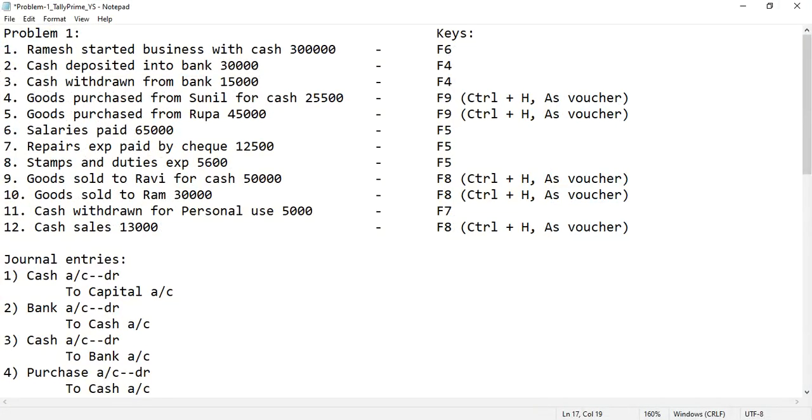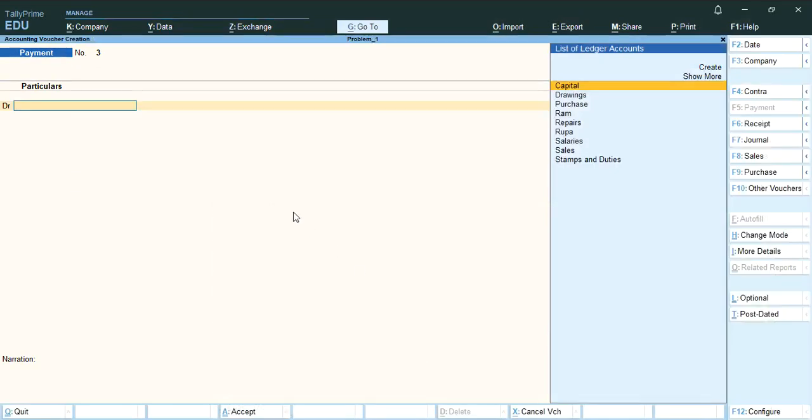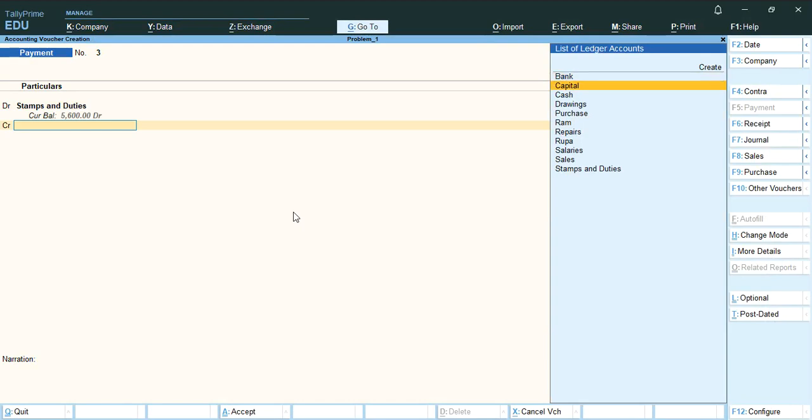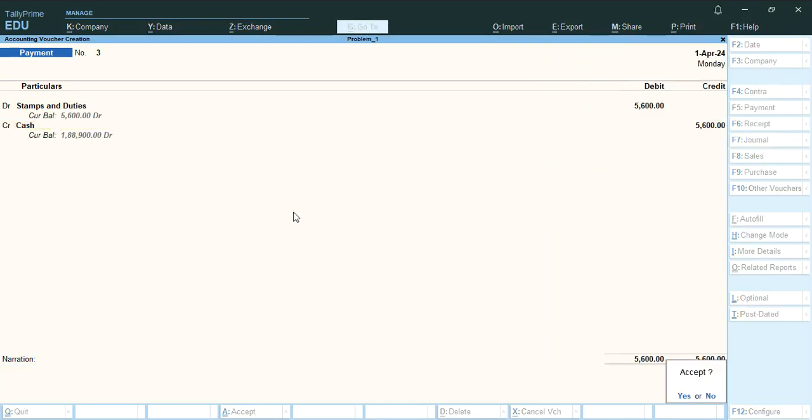Next, stamps and duties expenses 5,600. It also comes under payment. Stamps and duties expenses 5,600. Nothing is mentioned, so presently take it as cash.